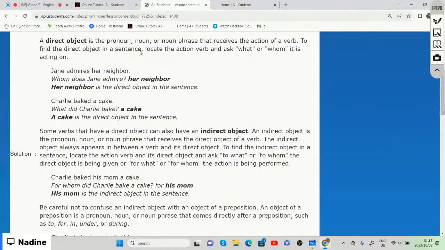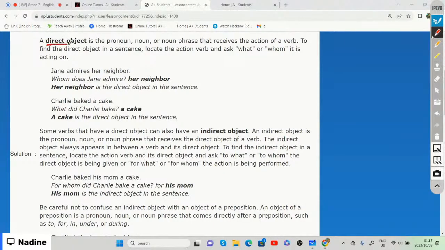So once again, a direct object is a pronoun, a noun, or noun phrase that receives the action of the verb. And in order to find a direct object within a sentence, we need to locate the action verb, and we need to ask ourselves what or whom it is acting on.